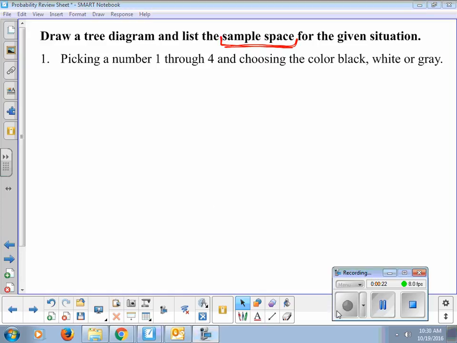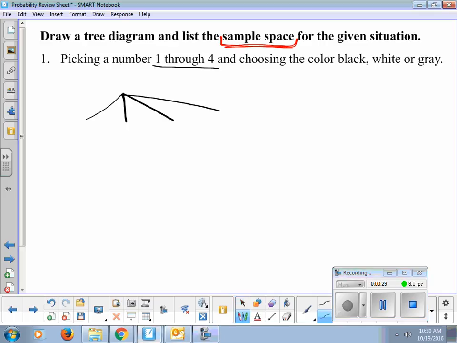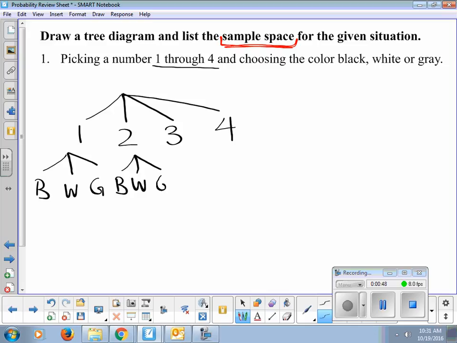Okay, so we have 4 numbers to choose from, so I'm going to branch out 4 ways. We can choose a 1, a 2, or a 3, or a 4. If you chose a 1, you have 3 color choices that you could choose from. You can abbreviate and do B for black, W for white, G for gray. So on each one of your numbers, you're adding these 3 colors off of it.